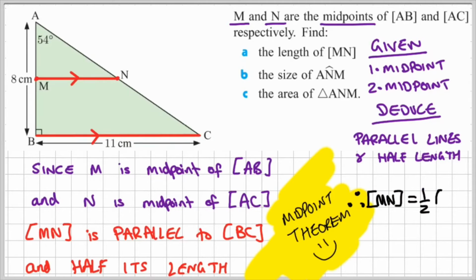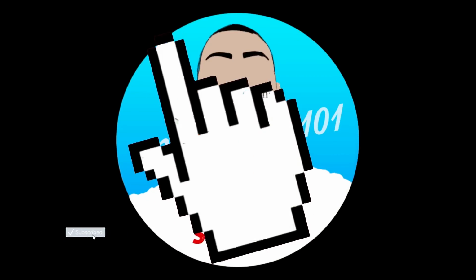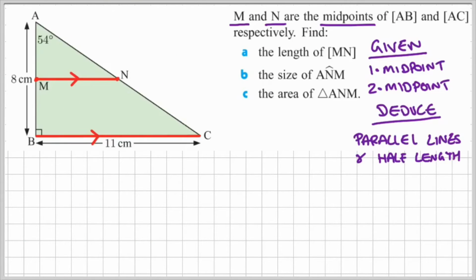So therefore we can say that MN, this length here, is a half of BC. And since BC is 11 centimeters, then MN is going to be 5.5 centimeters. Okay, so moving on to part B, we're finding the size of the angle ANM. So this angle here, A, N, and M.